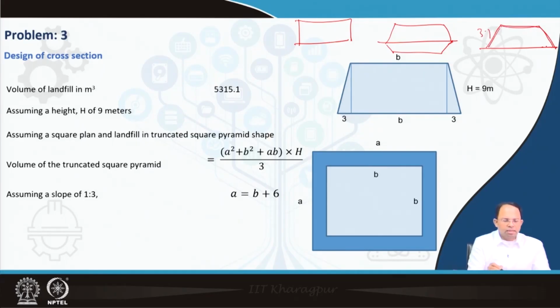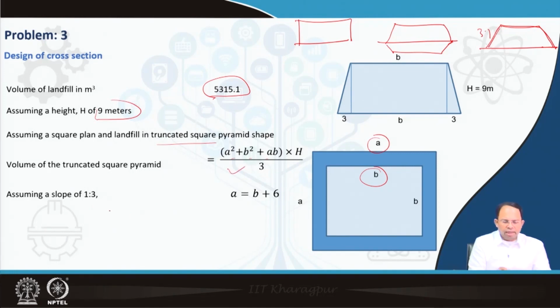So in this case, the total volume is given. This is the volume of the landfill site. This height is 9 meters. Assuming a square plan, the landfill is like a truncated square pyramid. So the volume of a truncated square pyramid is this one: (a² + b² + ab) × h / 3, where a and b are the sides of the squares. The bottom base has a length of a, the top base has a length of b. So that is what the formula is.